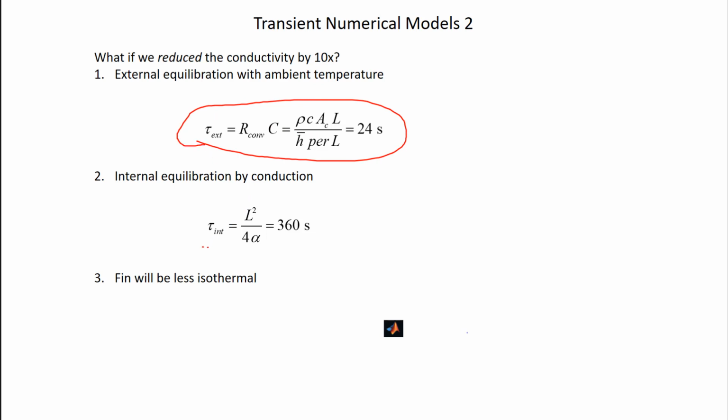But now my internal time constant is going to get a lot bigger, right? So it's going to take a lot longer for that thermal wave to move from the base to the tip, and in fact that ought to be what dominates the whole process, right? And we should also expect that because that conduction resistance is so high, my fin is going to have a very large temperature drop along it due to conduction.